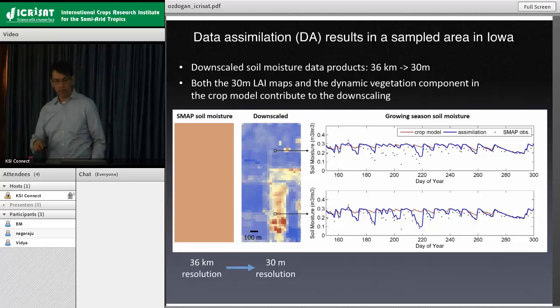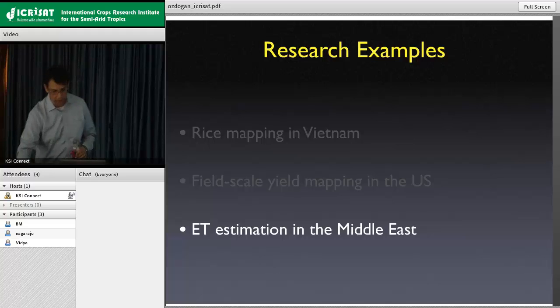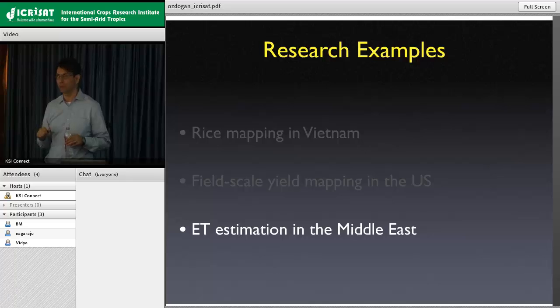Let me switch gears and talk about the ET part, the evapotranspiration part. And this time I'm going to take you to the Middle East, because that's where most of the irrigated, well, no, India has the most irrigated lands.